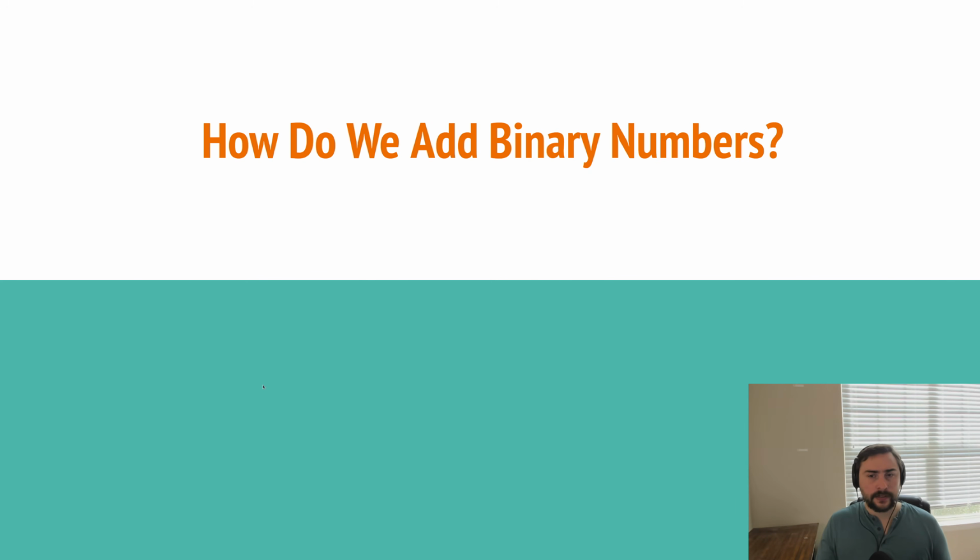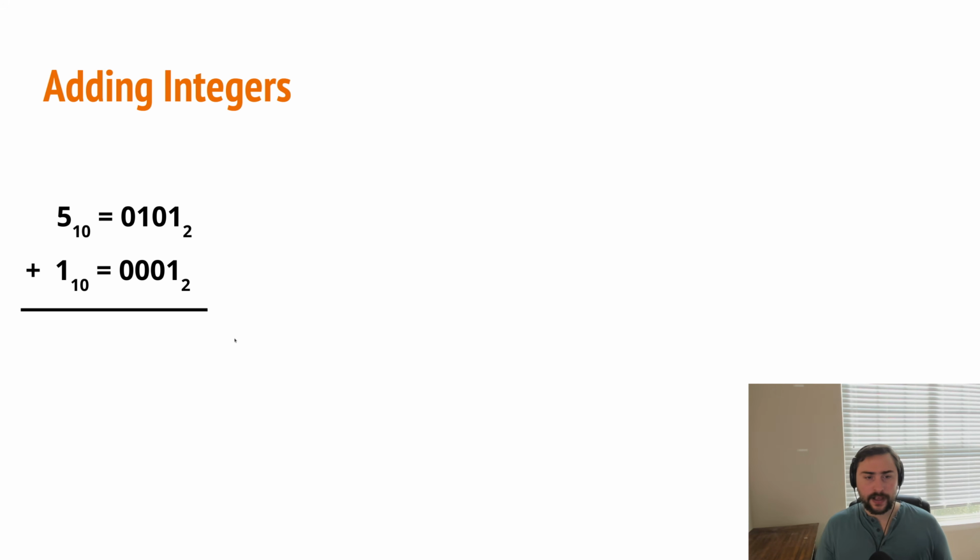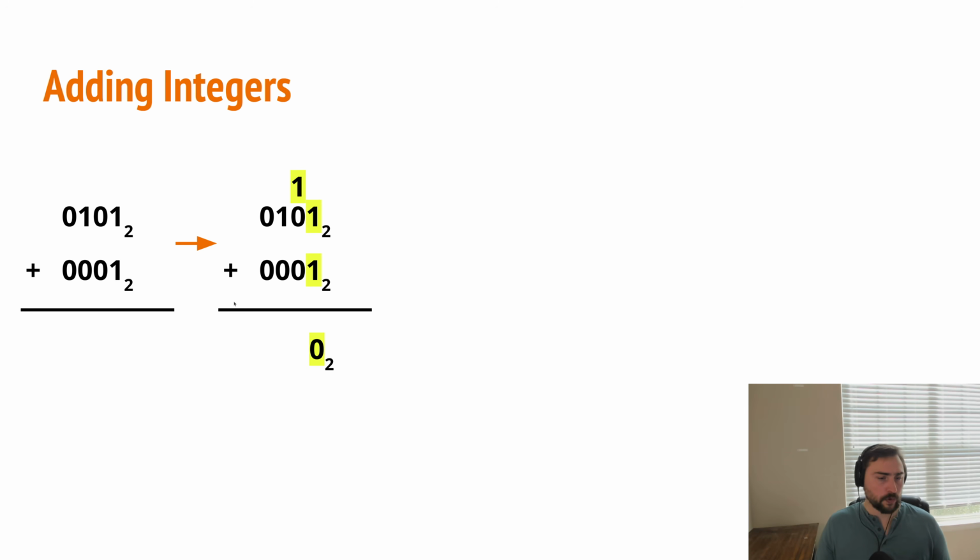Now let's get into how we add binary numbers together, so some simple arithmetic. So let's say we want to add 5 plus 1, so our final result should be 6 in decimal. So 5 is represented by 0, 1, 0, 1, and 1 is represented by 0, 0, 0, 1. So it works much the same way as normal decimal addition does. So we start from the least significant bit and work our way to the most significant bit, with the caveat that each of our digits can only be a 0 or a 1.